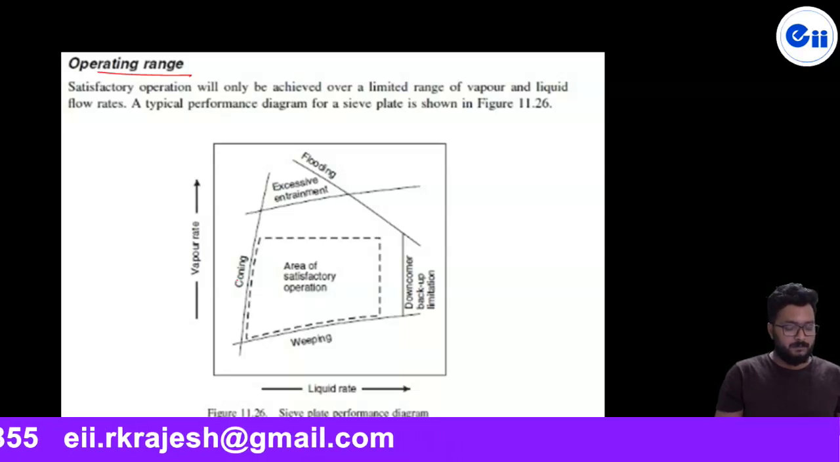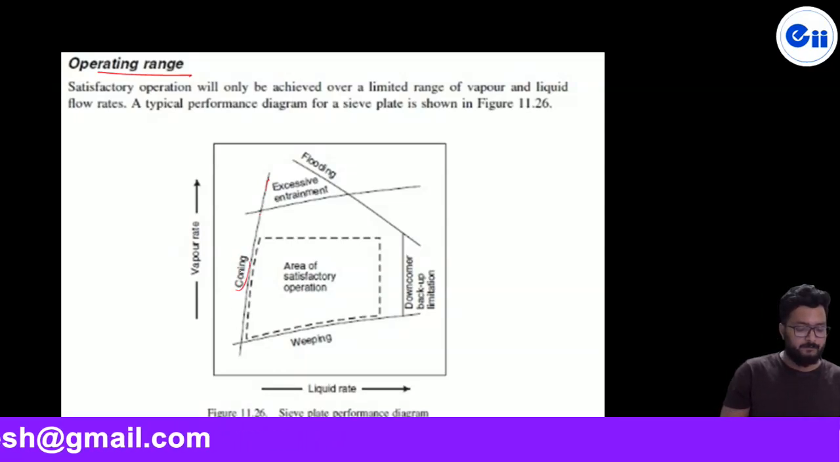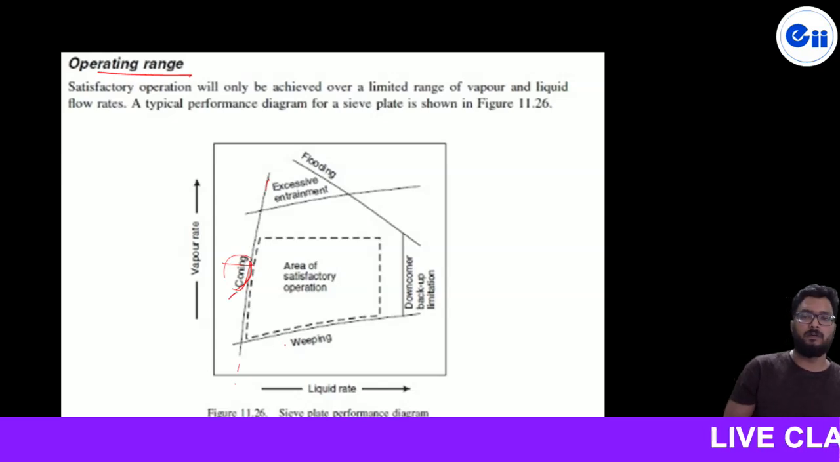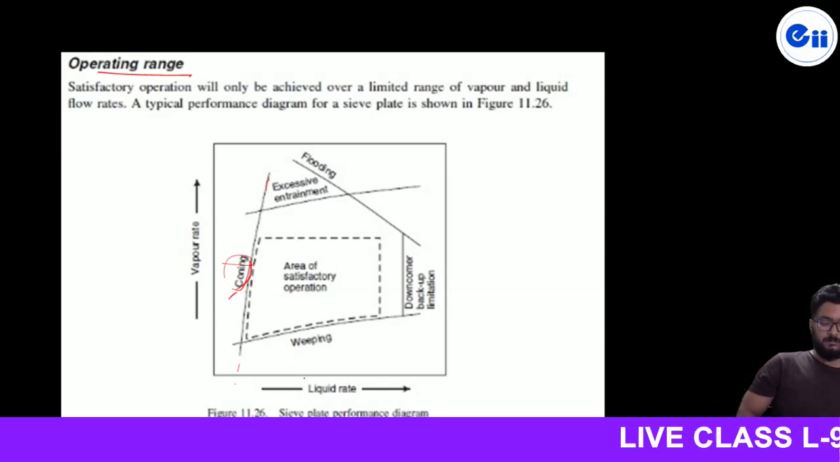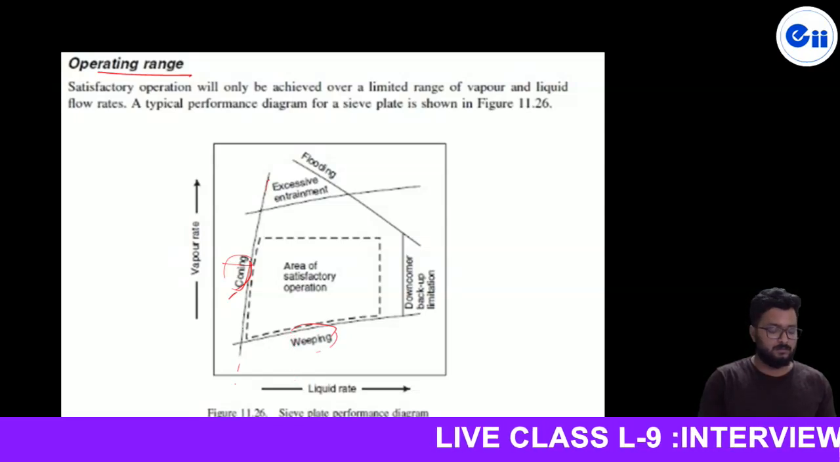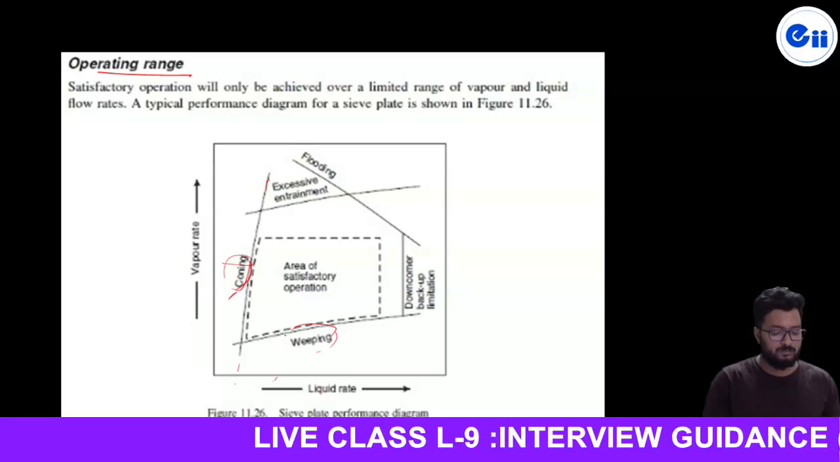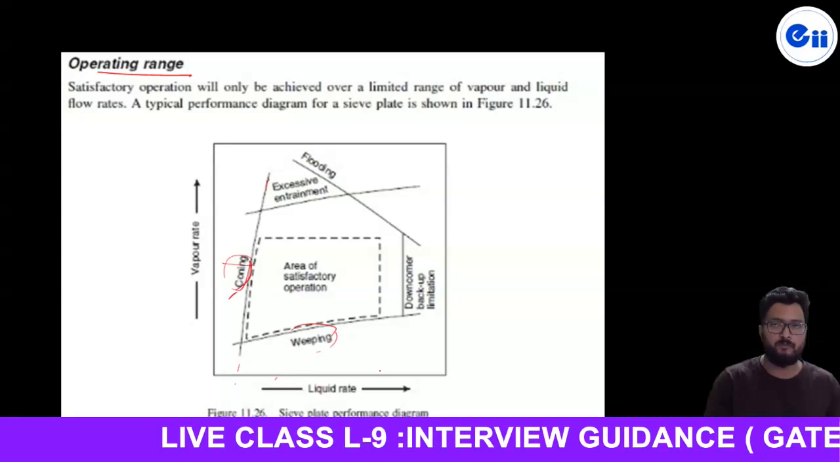It means, as you are going to see, this line is called coning. Coning means when the vapor velocity is very high but the liquid velocity is too low, that will lead to coning. Weeping occurs when the vapor velocity is moderate to low but the liquid velocity is too low. This is called weeping.